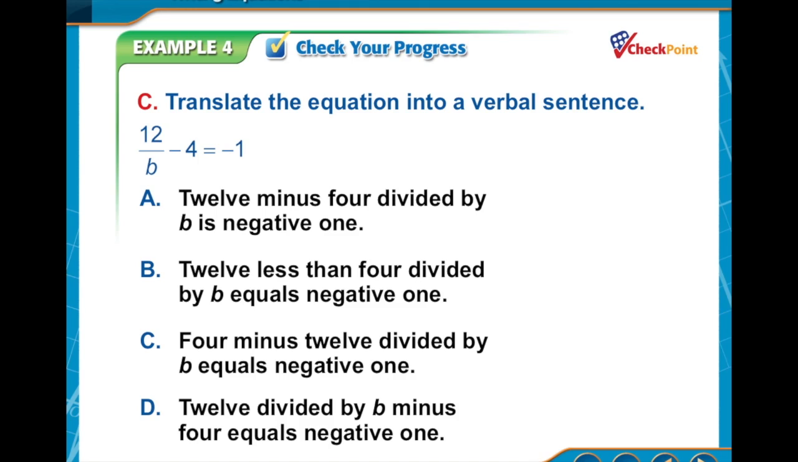Okay, so for C, we're given 4 options. We want to translate this equation into a verbal sentence and see which one of these options is correct. So, first here, let's look at A. I see 12 minus 4 divided by B. So I know order of operations, this would be 4 divided by B, 4 over B, and then 12 minus that. Here we have 12 divided by B. This is 12 minus. So A looks very wrong to me.